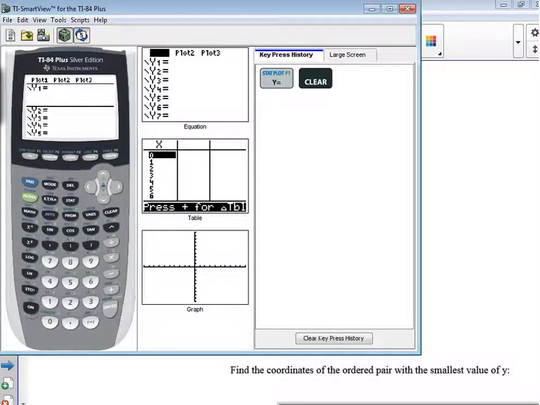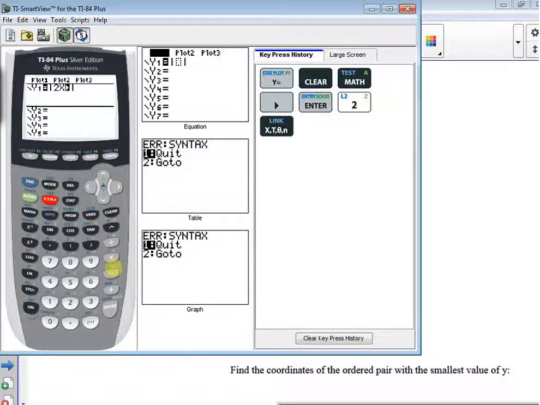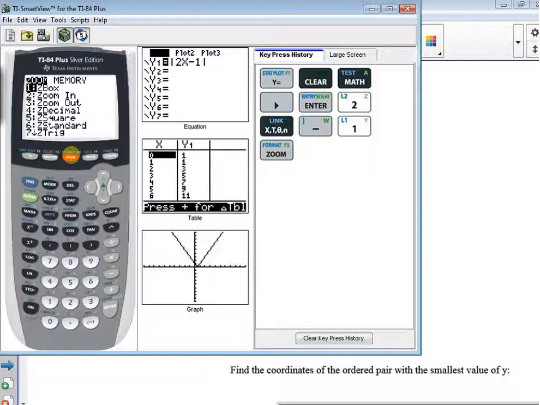So in Y1, let's type in absolute value. Now that is math num. And there it is. And then 2x minus 1. If you have an older operating system, then yours says ABS. Now we're going to go to Zoom 6.